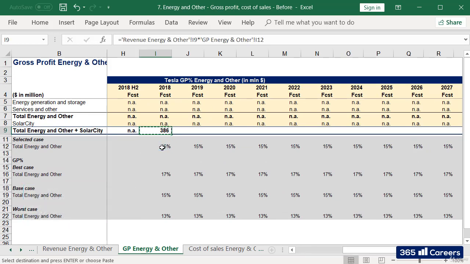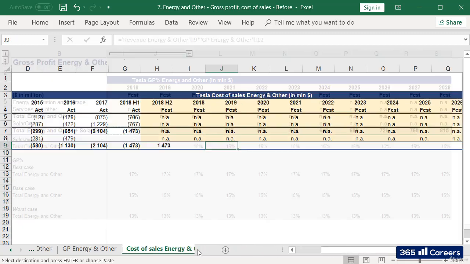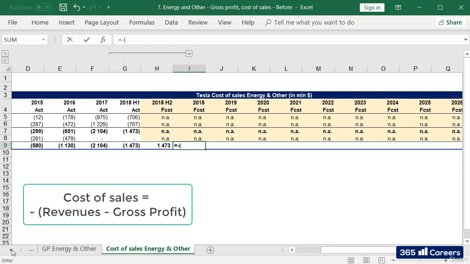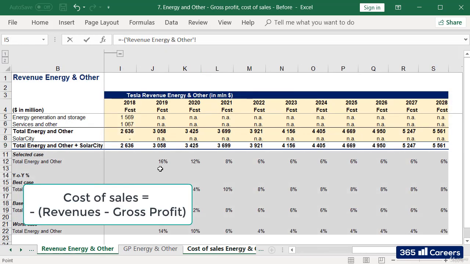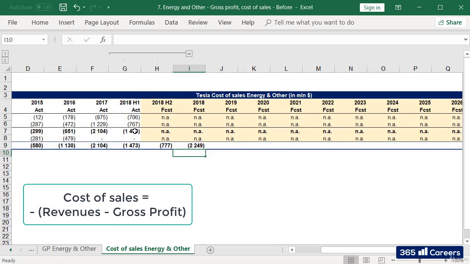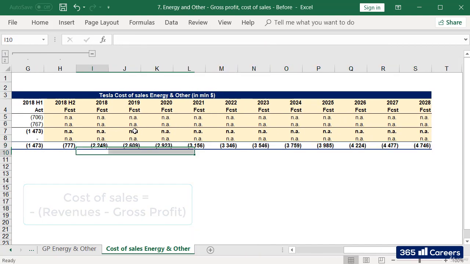Very well. I can easily calculate cost of sales too. The formula would be the same as the one we used when calculating automotive cost of sales. Minus, in front of parenthesis, revenues minus gross profit. This is how we obtain cost of sales for the energy generation and storage and services business lines.